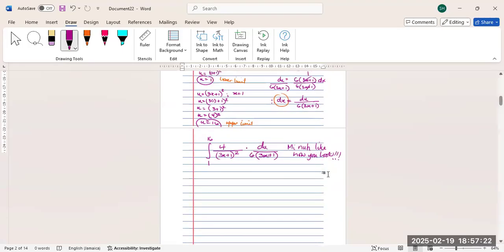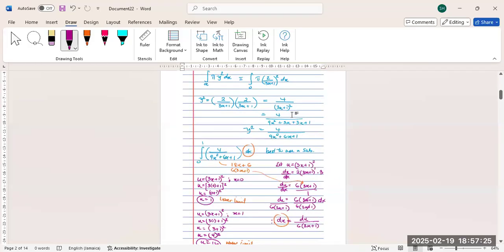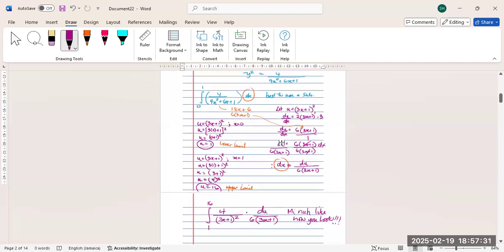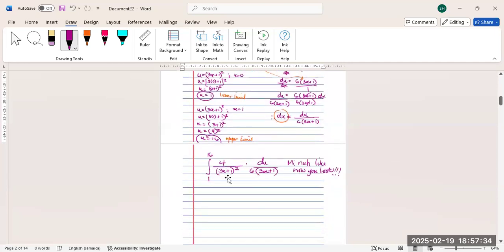It is better for me to have 4 over 3x plus 1 to the second power, as opposed to getting now 2 over 3x plus 1. Let me just write what I have there. 2 into that goes 2, 2 into that goes 3. 2 over 3x plus 1 now to the third power du. That looks uglier than what I had before.